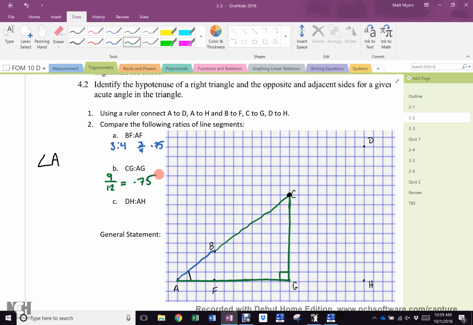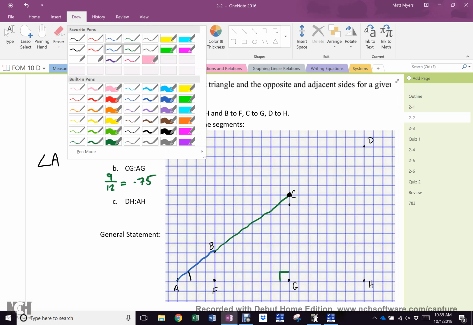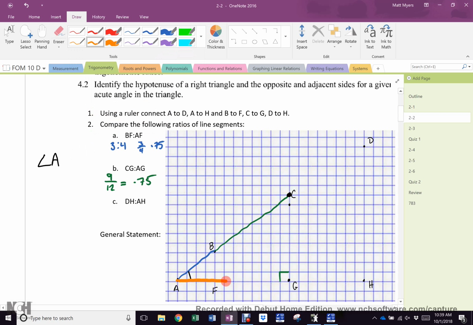Is everybody good? All right, now, I'm going to erase the green. You don't. Connect all the way out to H and all the way up to D. Now, do I still have a 90 degree? Yes. Do I still have angle A? Yes. So what then, without even counting, is the decimal for DH and AH? 0.75. Now, what is it as a fraction?